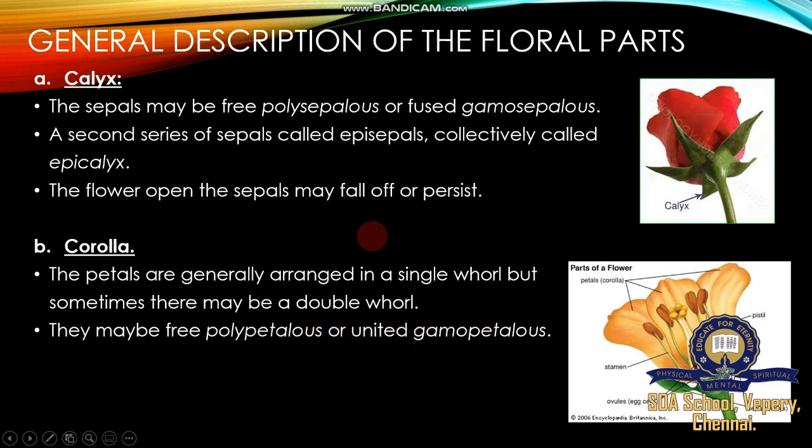What is polypetalous? Here is an example, the rose plant. In the rose, all the petals are usually free in nature. They come under polypetalous. Here the petals are attached one by one to a small tube-like part. They come under corolla.